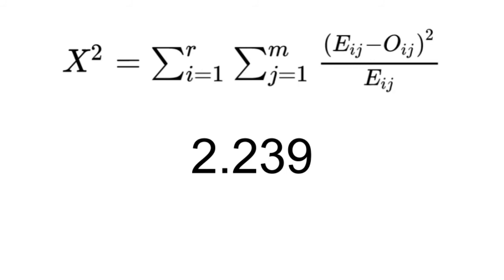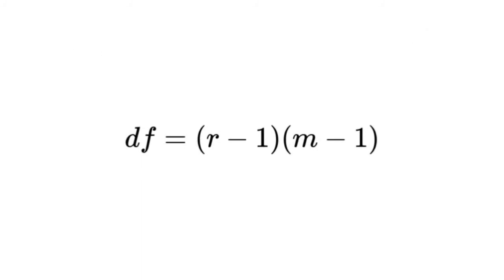I might have a deeper look at the concept of degrees of freedom in another video, but for now all you need to know is that for you to calculate the degrees of freedom in the case of a chi-square test, you just multiply the number of rows minus 1 times the number of columns minus 1.